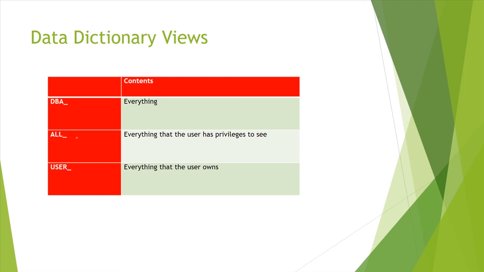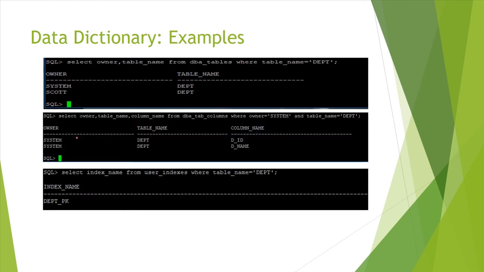Same thing, there is DBA_VIEWS, ALL_VIEWS, USER_VIEWS. There is also DBA_INDEXES, ALL_INDEXES, USER_INDEXES. The same thing. This is an example of how to query dictionary views.